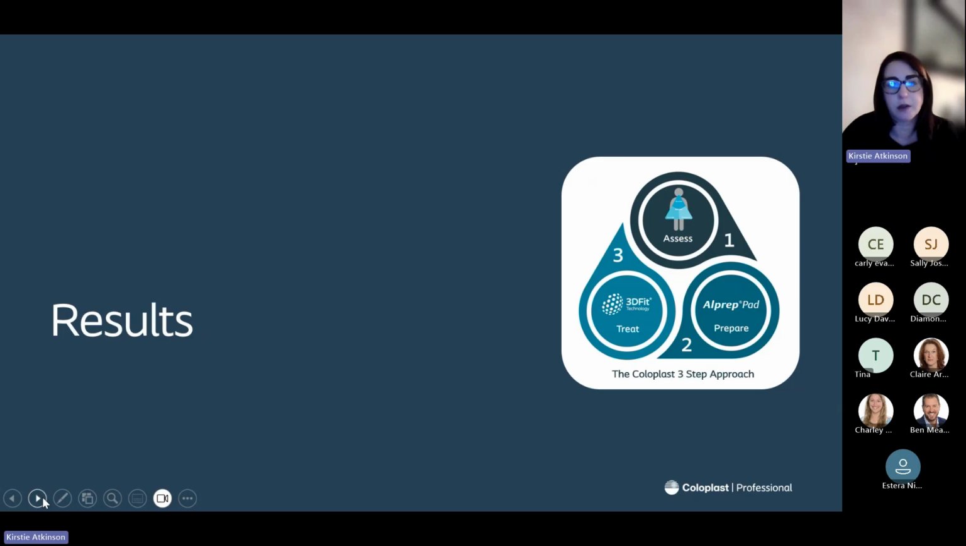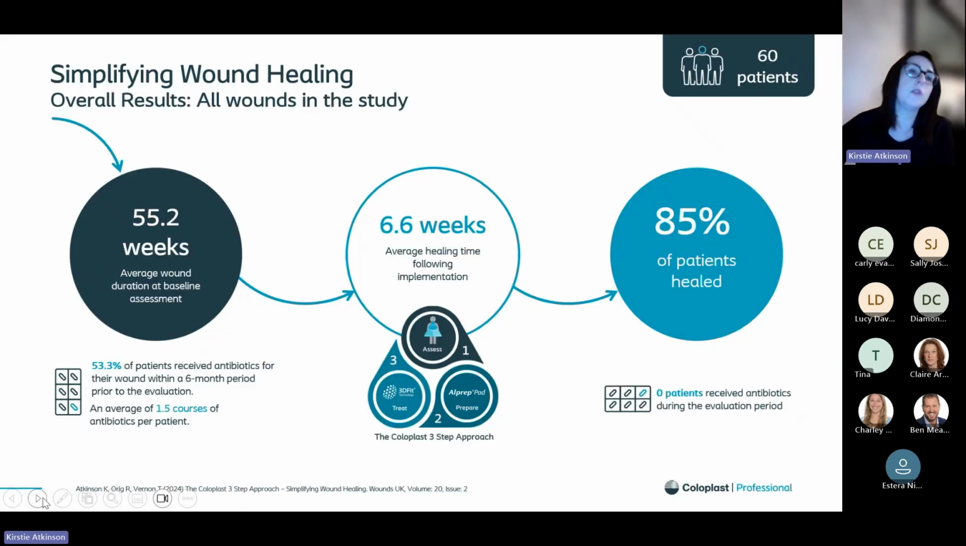And these are the results that we found, and I'll break them down for you now. Overall, we found that the average wound healing duration prior to implementing the three-step approach was 55.2 weeks. Following the implementation of the three-step approach using all prep pad and a biotin product, we found that wounds went on to heal in 6.6 weeks. And at the time of publication, 80% of the patients had healed.